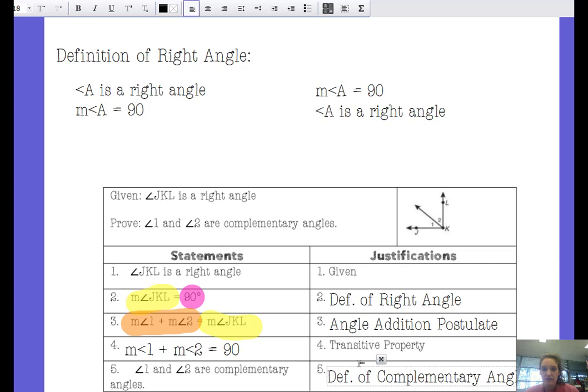So, definition of a right angle means if it's a right angle, then its measure is 90 degrees, or vice versa. If its measure is 90 degrees, then it's a right angle.